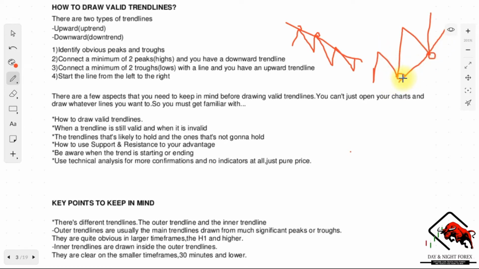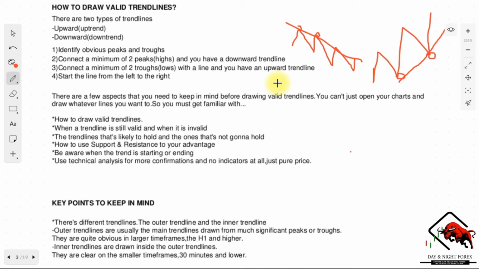You have to get at least two of those points that we connect together, and then we have our uptrend. In a downtrend, to spot a downtrend, you have the lower lows and the lower highs. The lower highs, you connect at least two of those, and then you'll be able to get your perfect trend lines. So you connect a minimum of two peaks or highs, and you have a downtrend line. And in an uptrend, you connect a minimum of two troughs or lows. Then you have your uptrend line.